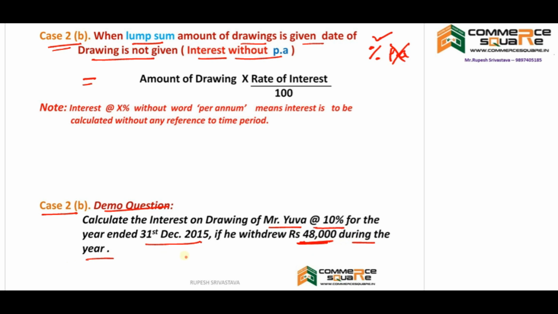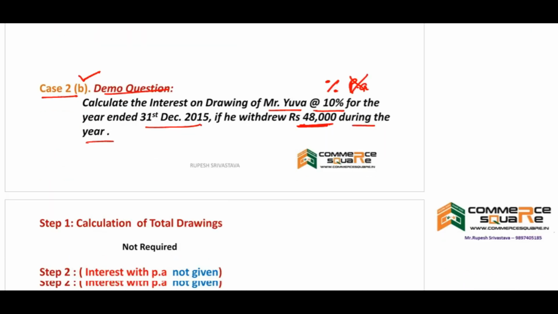तो ये case 2 और case 1 का बहुत बड़ा differentiation है, ये आपको specifically ध्यान रखना पड़ेगा. दूसरा, इसमें 10% means percentage is given to you, the per annum is not given. जब per annum is not given in lump sum method, definitely it becomes case 2b, right? So let's see the solution now.